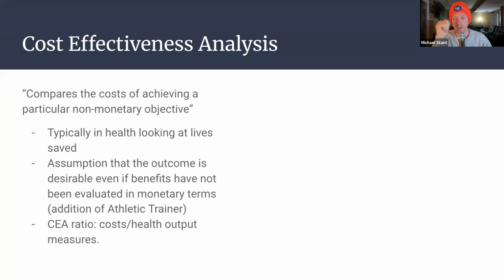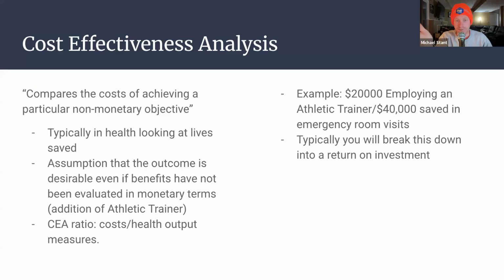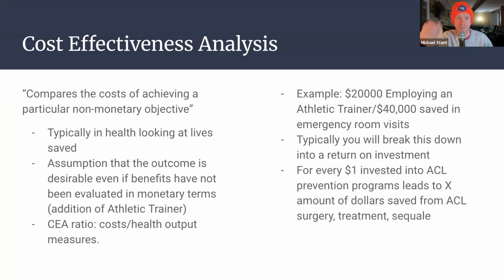Really, we're going to focus more on return on investment. I'm not going to get too deep into this, but if it costs $20,000 to employ an athletic trainer and you save a predicted $40,000 in emergency room visits, your ratio is 1 to 2. It's nothing crazy, but it makes more sense and looks better, especially for stakeholders, when you present this data by breaking it down to a return on investment number. So that's why I have that example there.